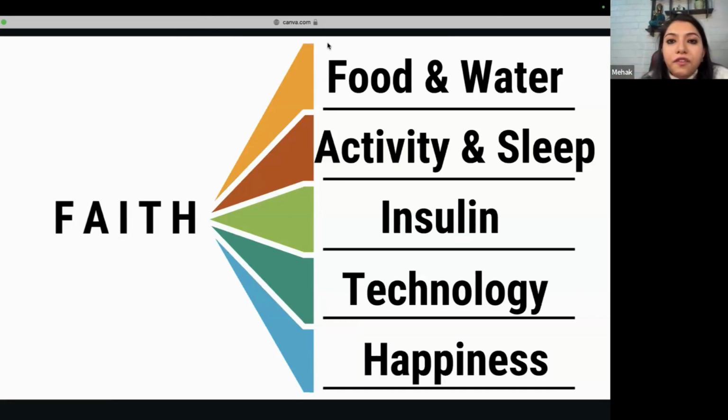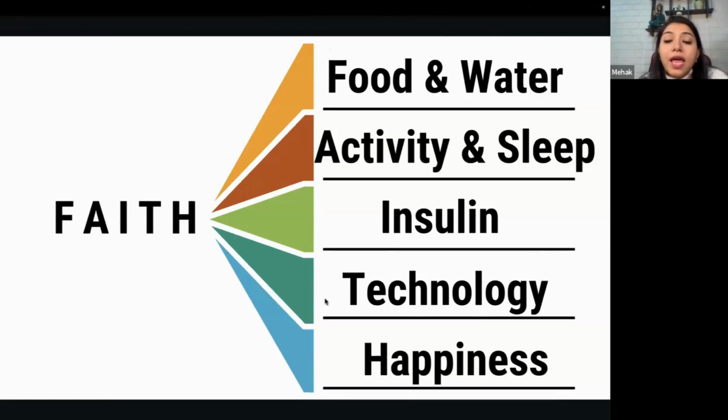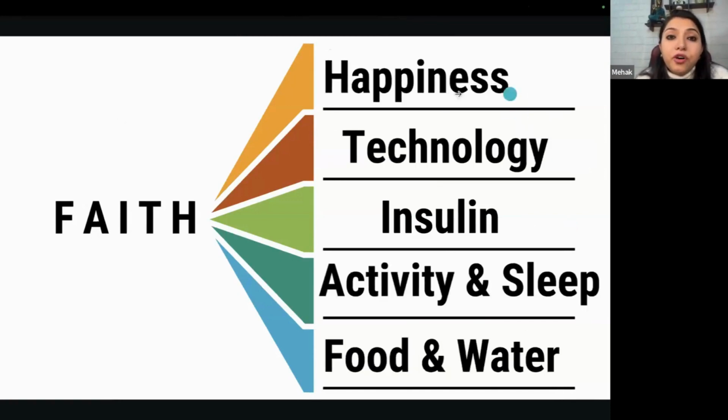Now, when I was working on the FAITH model, one of the doctors said that technology is the most important thing. And I was thinking whether technology is the most important thing or food is the most important thing. While I was planning this, something struck my mind and told me that the most important thing is happiness. So I reversed the FAITH model and I started working on happiness first, technology second, insulin and insulin in your body third, activity and sleep fourth, food and water the last.